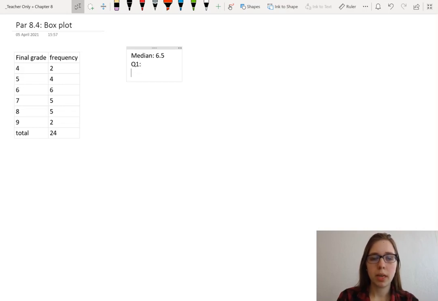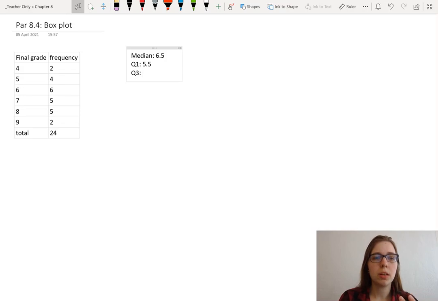Then my quartiles are the middles, the medians of the first 12 and the second 12. So for that first 12, that would be between the 6th and the 7th value. So if we look in our table, 2 and 4, that makes to the 6th value. The 6th value is 5. 7th value is 6. So my first quartile is 5.5 between 5 and 6.